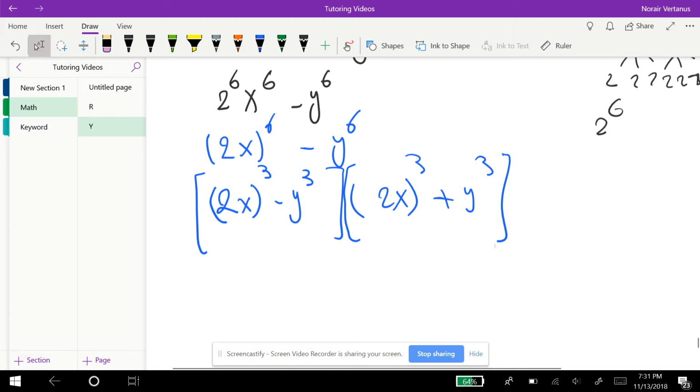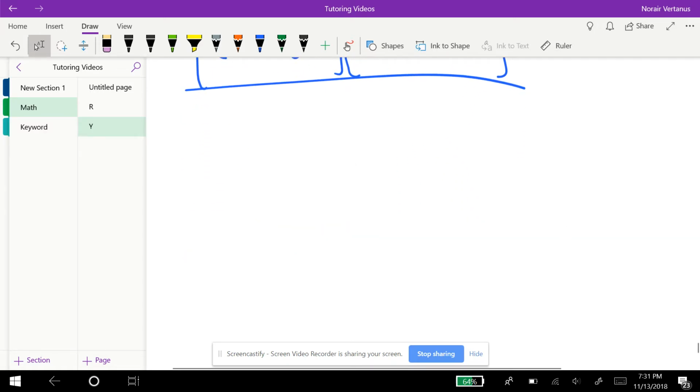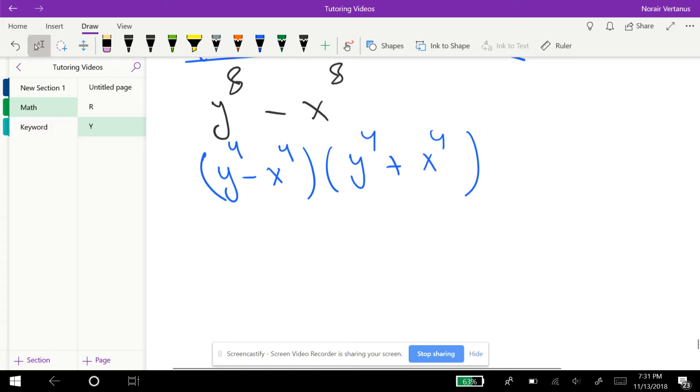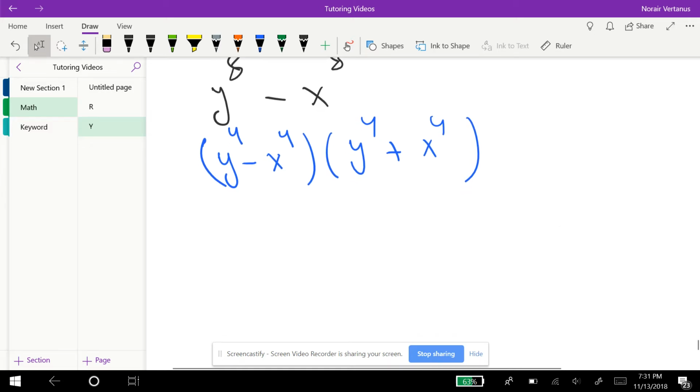I can make one harder one, much harder than this one, so you can see how we divide the power. Let's say you have y to the 8 minus x to the 8. This can be factored a couple of times. Every time you divide the power by 2. It's going to be y to the 4th minus x to the 4th, and y to the 4th plus x to the 4th. That's a difference of squares, so it factors like this.